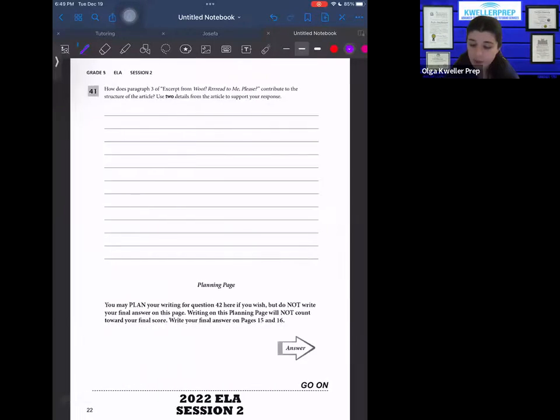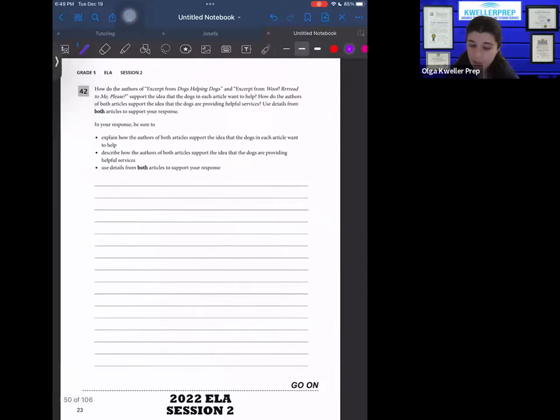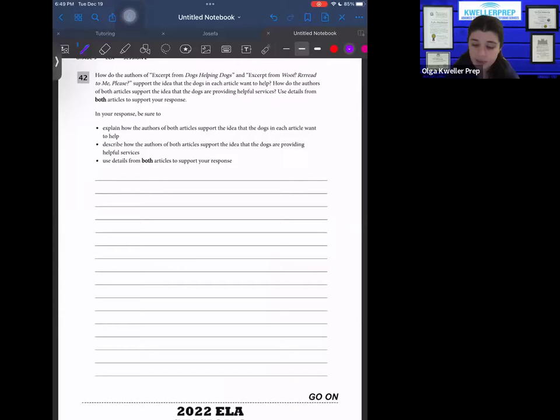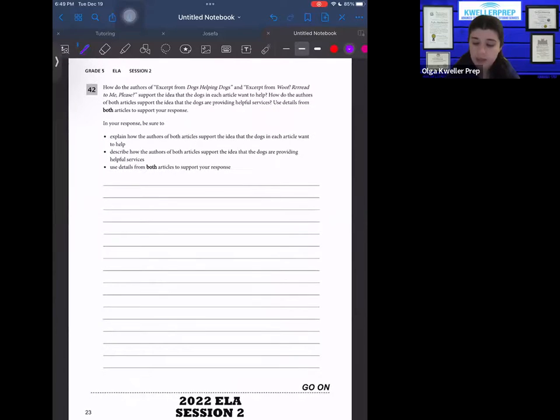So as we keep going, there's just more of the same. I want to show you guys what the long essay looks like because we didn't get to that from the fourth grade test. So usually the essay will cover two different articles. When that's the case, you must use details from both articles to get full credit. That's really important. And then you have to follow the rest of their guidelines.